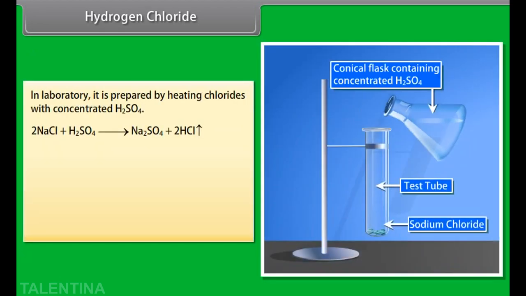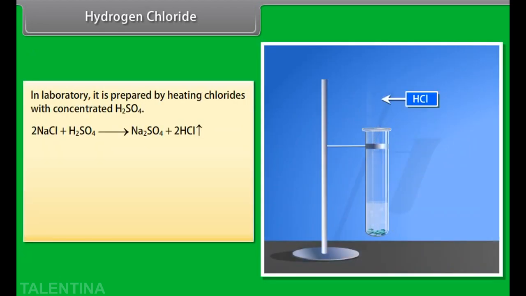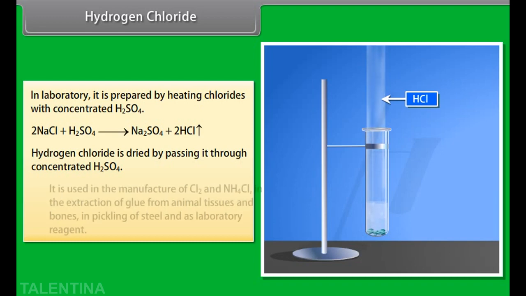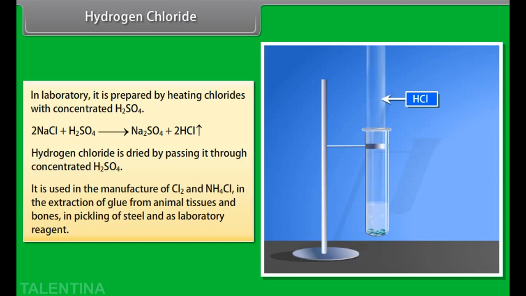In laboratory, it is prepared by heating chlorides with concentrated H2SO4. Hydrogen chloride is dried by passing it through concentrated H2SO4. It is used in the manufacture of Cl2 and NH4Cl, in the extraction of glue from animal tissues and bones, in pickling of steel, and as a laboratory reagent.